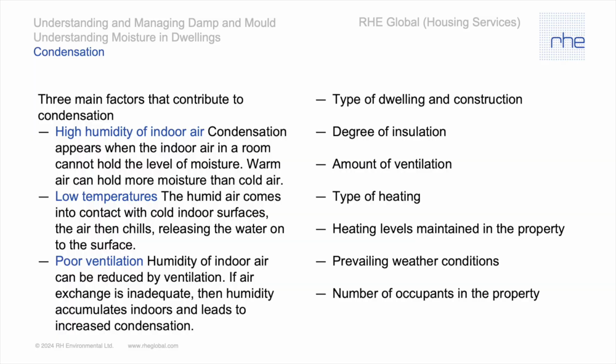So bearing in mind those three main factors, the type of things that are going to impact those are the type of dwelling, the construction of the dwelling, the degree of insulation, the amount of ventilation, the type of heating and the level of heating, the weather conditions, the location of the property in terms of, particularly coastal locations, for example, and the number of occupants in the property.